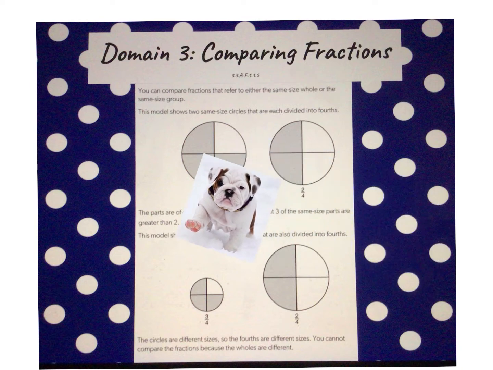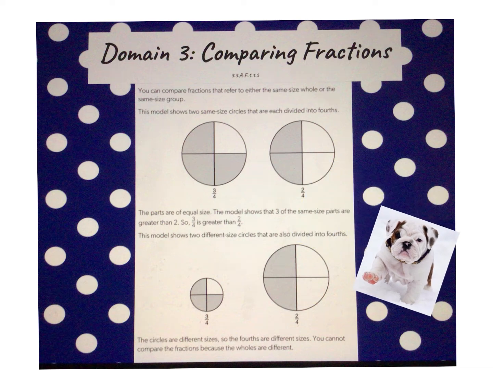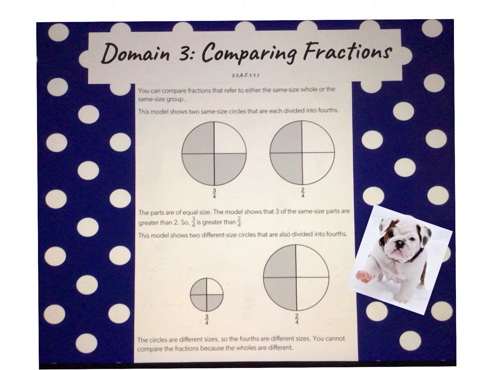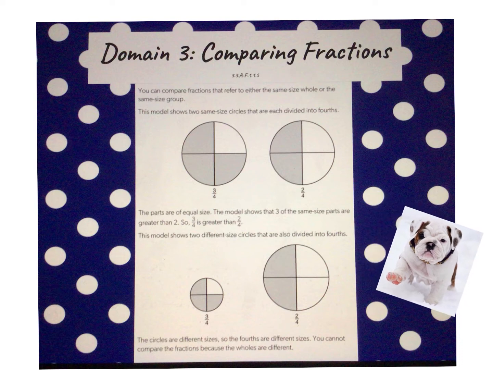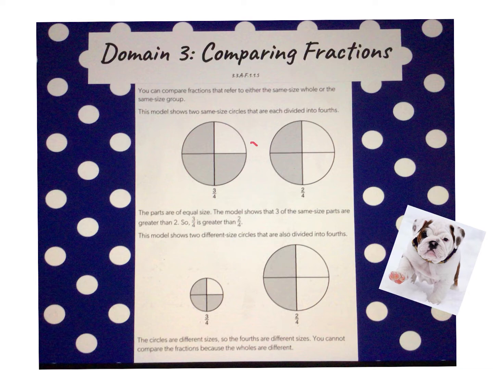So this circle equals this circle, right? And the model shows that 3 of the same size parts are greater than 2. So we know that 3/4 is greater than 2/4. And so we would just use those greater than and less than signs, saying something like this. We would chomp that bigger fraction, just like we would chomp that bigger number.